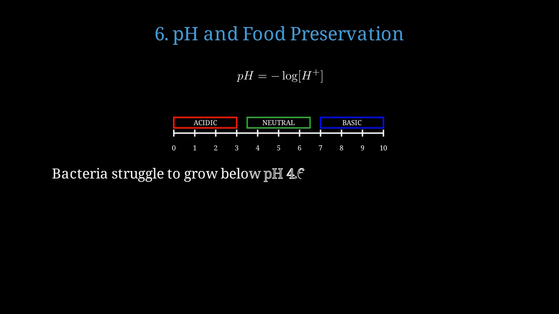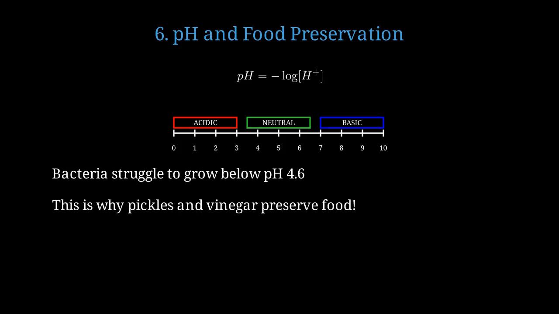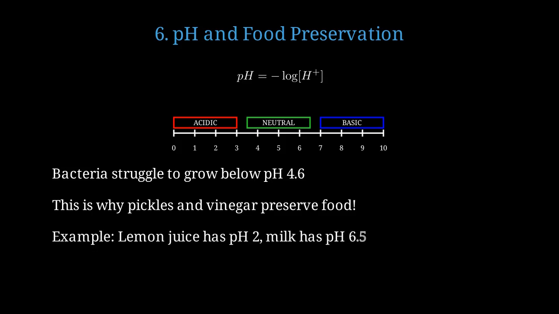Most dangerous bacteria struggle to grow below pH 4.6, which is why acidic foods last longer. This is the secret behind pickles, vinegar-based sauces, and fermented foods. The acid keeps the bad bacteria away. For reference, lemon juice has a pH around 2, while milk is about 6.5, close to neutral.